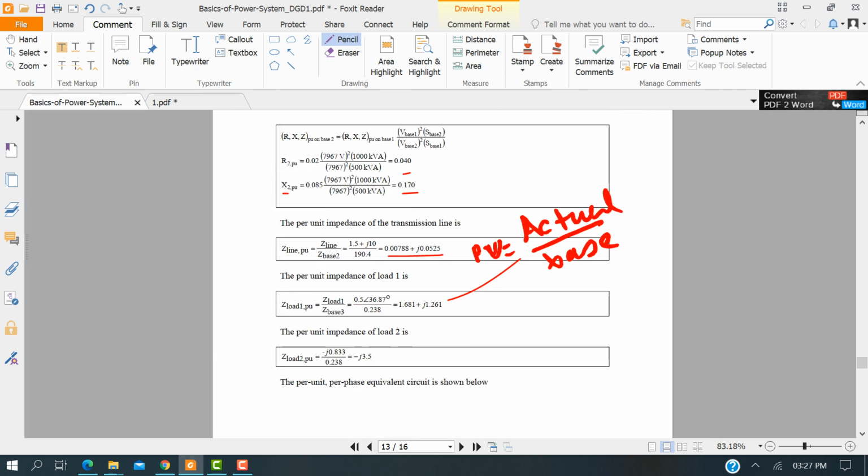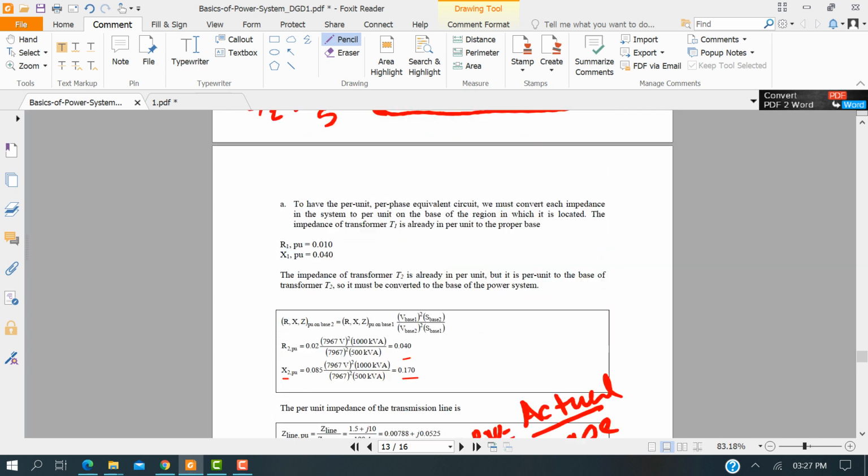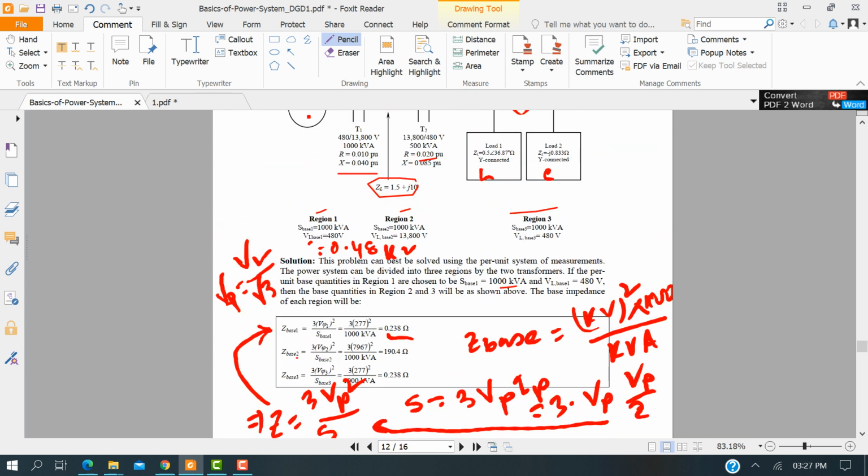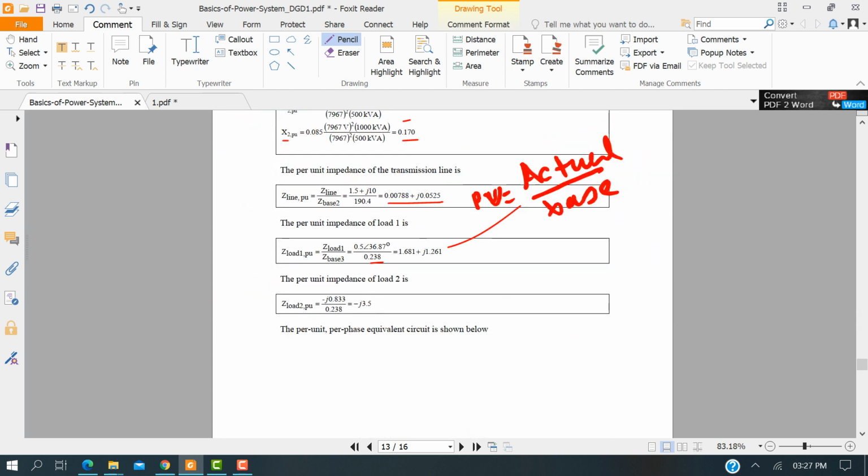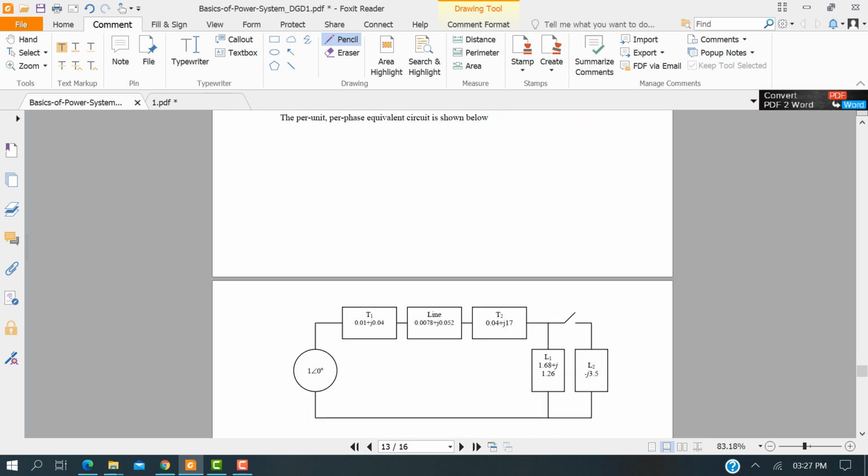So here we use the 0.238, and for load 2 it's also in region 3, and the given value is 0.833. Actually it's a capacitive load, and the value is that.